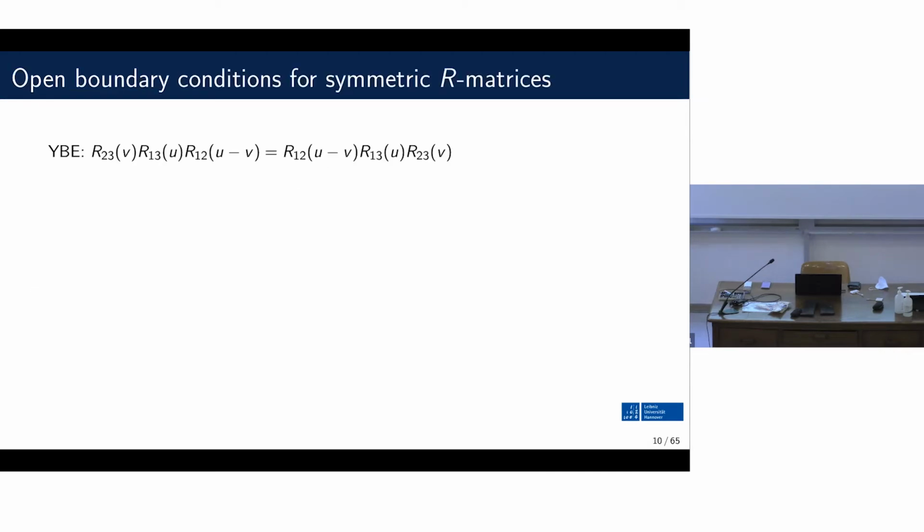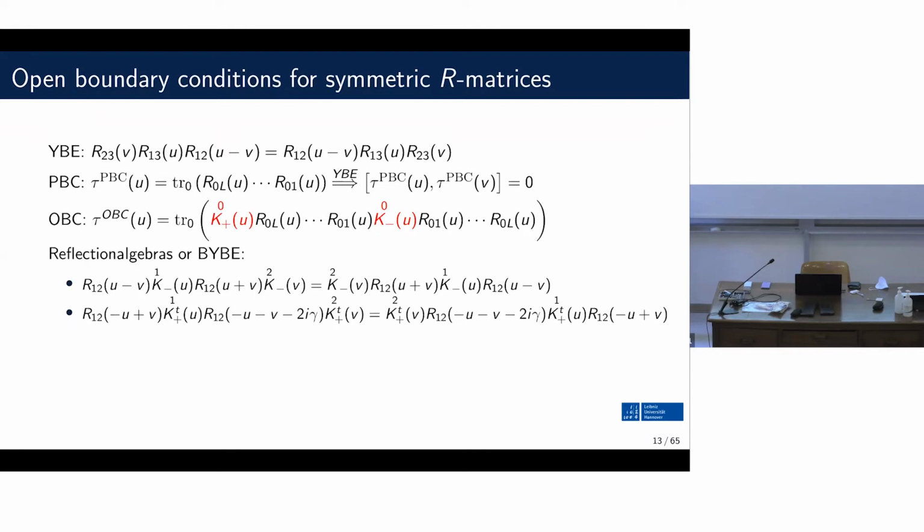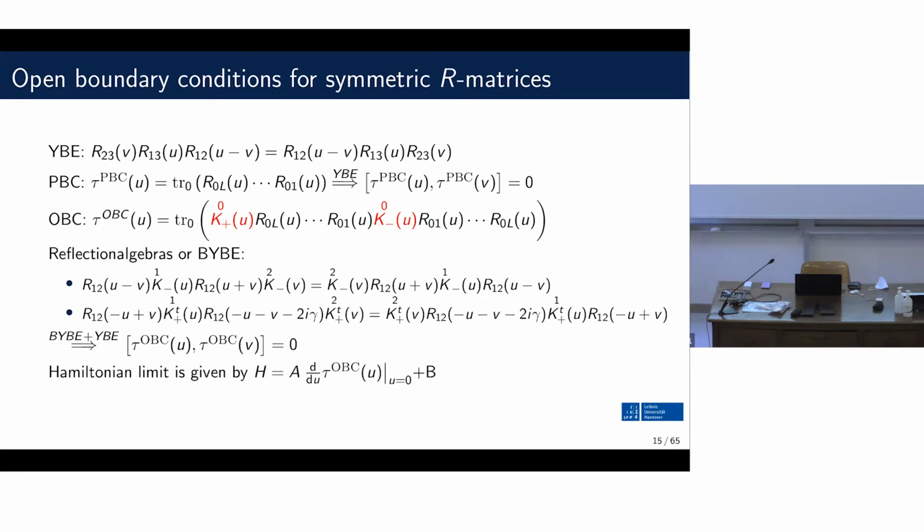As you know, you can construct periodic models by taking the trace over the auxiliary space. For the open case, you have to insert these K matrices and then take the trace. When the K matrices and the R matrices obey the reflection or boundary Yang-Baxter algebras, you can also construct a family of commuting operators. One thing to mention here: in the open case, you normally do not have the logarithmic derivative as the Hamiltonian limit, but the simple first derivative, and A and B are some constants.